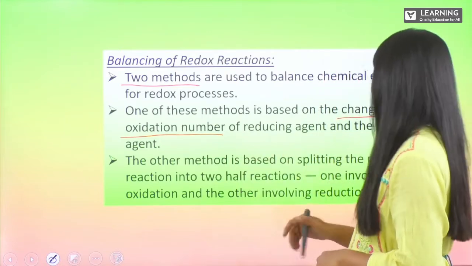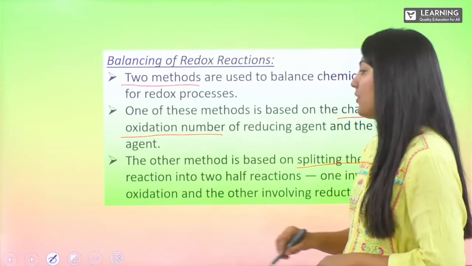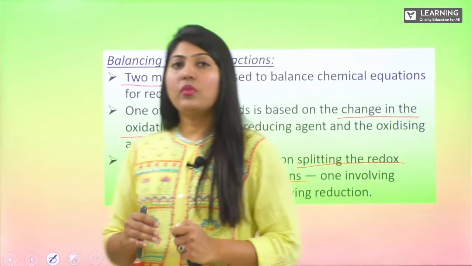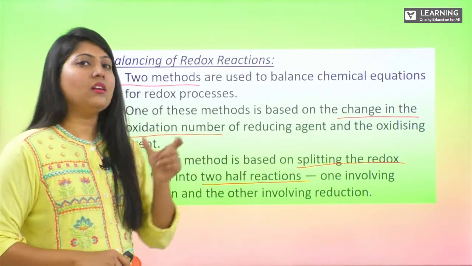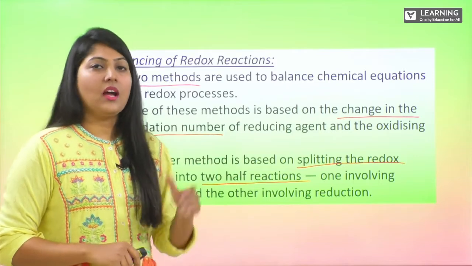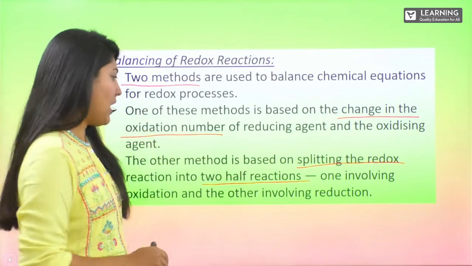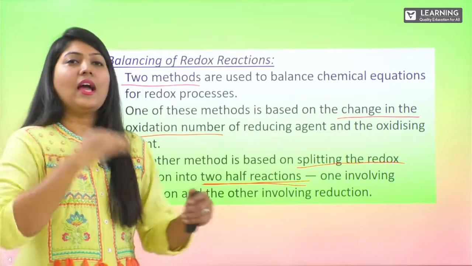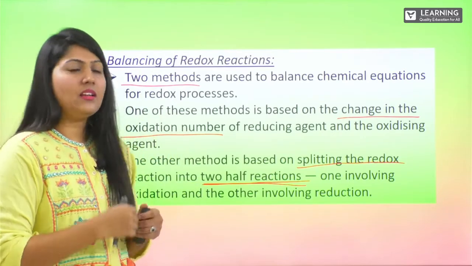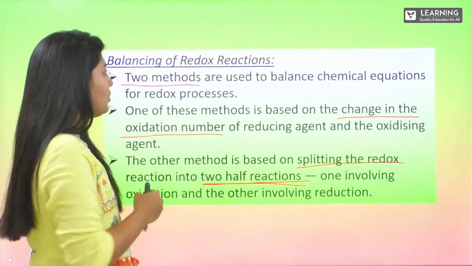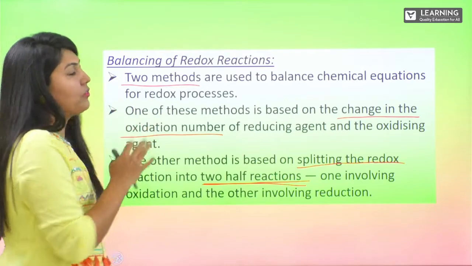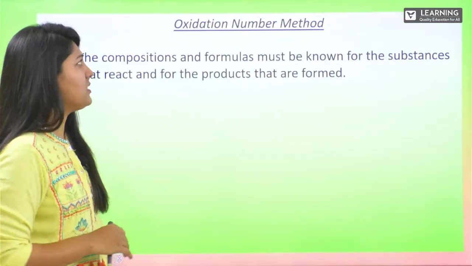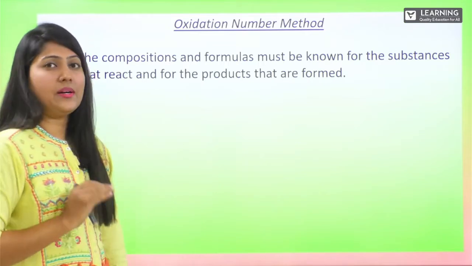And the next one is splitting the redox reaction into two half reactions. As we know, we have one oxidation half reaction and the other is the reduction half reaction. So we split the reaction into these two half reactions, balance them, and then add them up again. These are the two methods involved in balancing the redox reaction. The first is the oxidation number method.